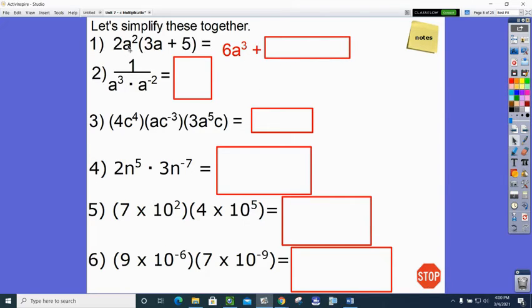We're going to take that 2a squared and now multiply it by the 5. So 2 times 5 is 10, and the a squared had nobody to join up with. So now we can do distributive property.